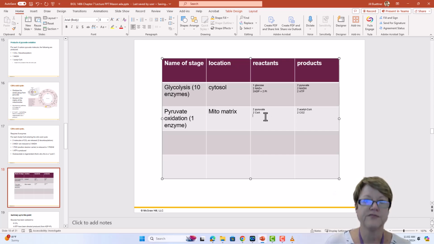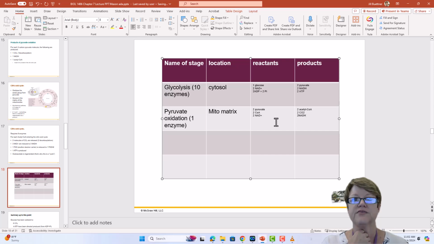And then, as far as NAD, 2 NADs are converted to 2 NADH, meaning electron carriers. And there is no ATP made in this phase. So one thing you might note is that glycolysis doesn't make any CO2, and pyruvate oxidation doesn't make any ATP. But they both make 2 NADH. And they both do some oxidation of the organic compound.